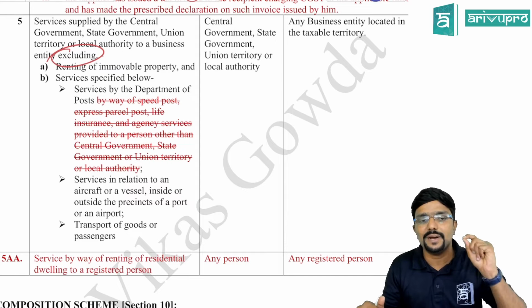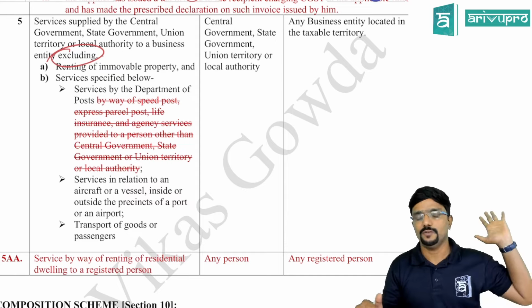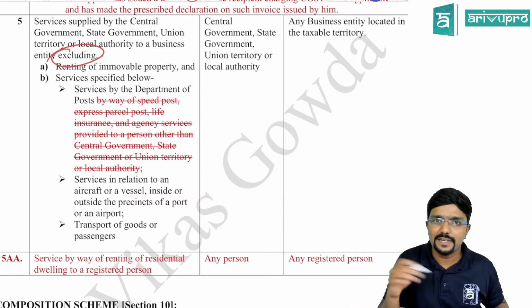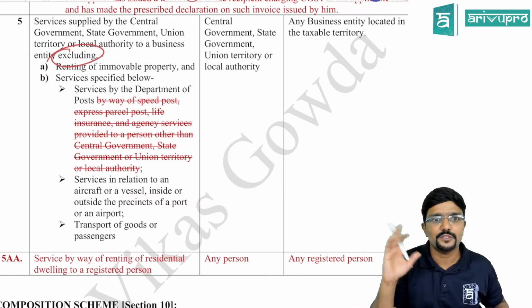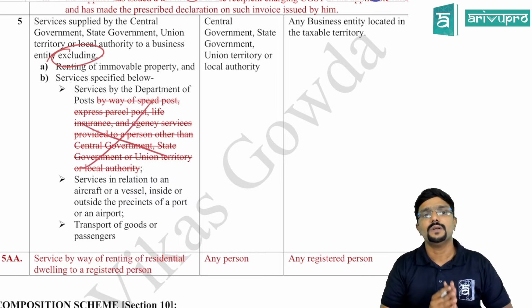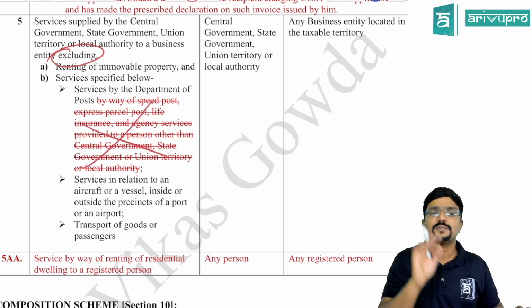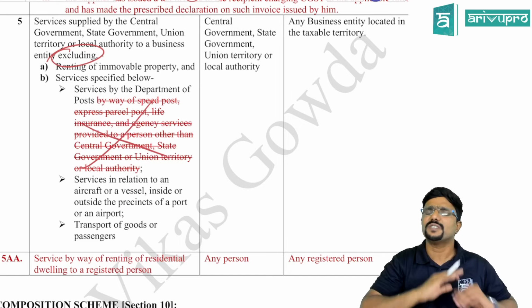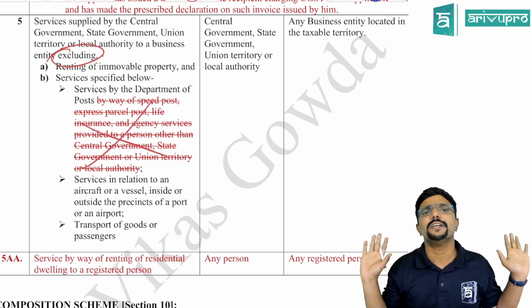That is services by Department of Post. Now, previously, some condition was there, only by way of speed post, express parcel post, life insurance and all, which has been removed now. Now they are very clear: services provided by Department of Post, any services, are not covered under RCM.